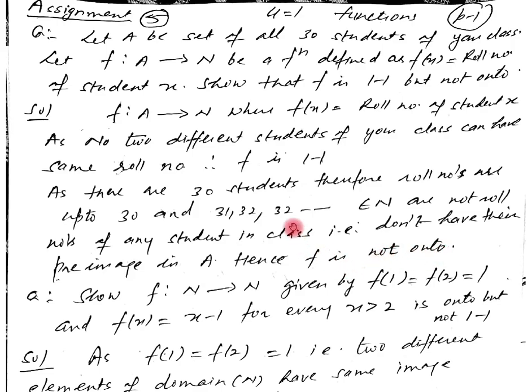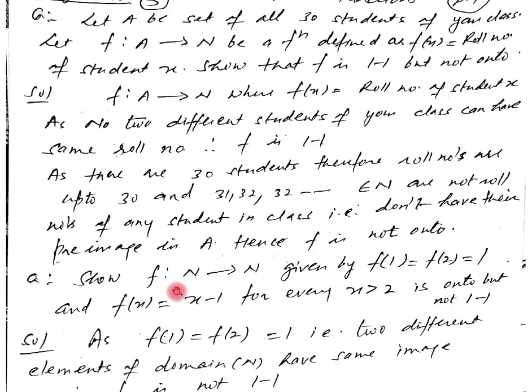And moreover you can check, our roll numbers are up to 30, and the function is said to be onto when the range of the function is equal to the codomain of the function. Now here the roll number is up to 30, but in the set of natural numbers we have numbers up to infinity. It means the range of the function is not equal to the codomain, so we can say the function is not onto. Either you can explain like this, because these numbers do not have their preimage, therefore the function is not onto.